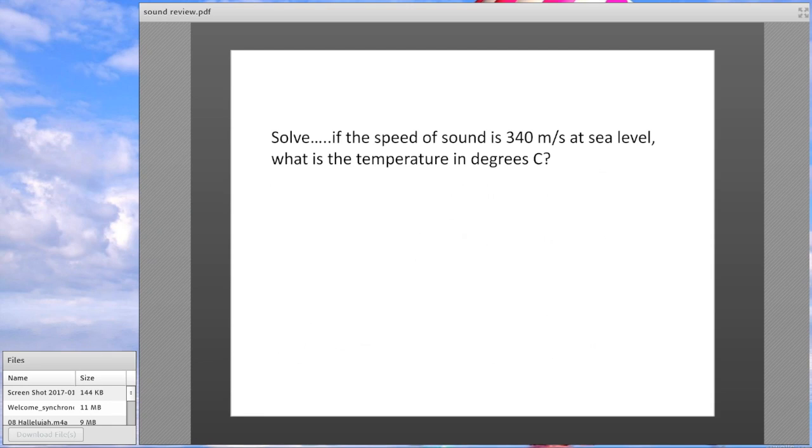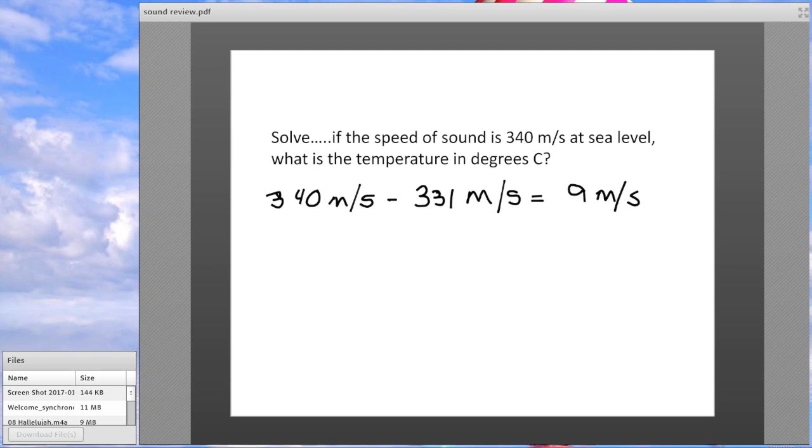So then you can even do some math, right? So if I have something that is 340 meters per second, and I want to know the temperature in degrees Celsius, I'm going to subtract that base speed of sound from my 340, and I'm going to get 9 meters per second.